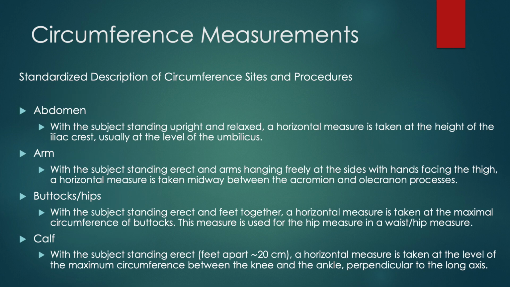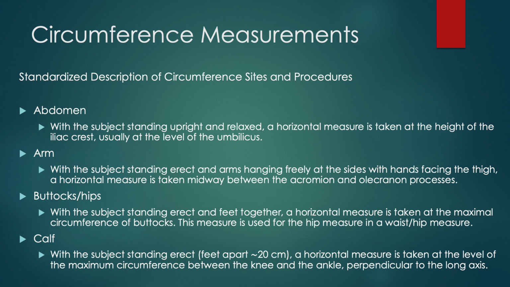We're going to talk through some standardized descriptions of circumference sites and procedures. One of the most common is abdomen. You want to have your subject standing upright and relaxed. A horizontal measure is going to be taken at the height of the iliac crest, usually at the level of the umbilicus. You can have the patient put their hands on their iliac crest just to give you a landmark, and then we're usually going to be at the belly button when taking an abdominal measurement.